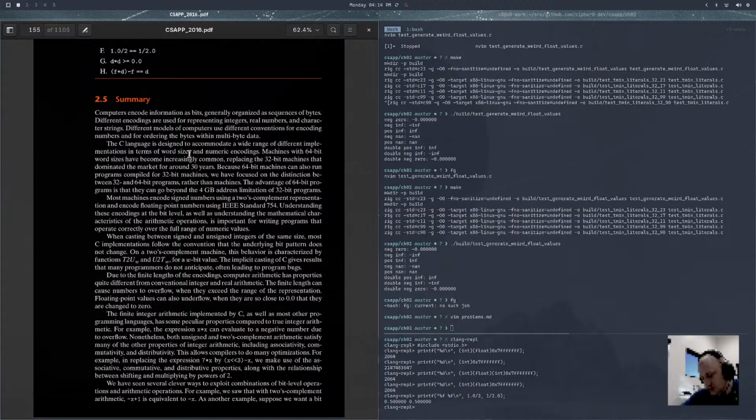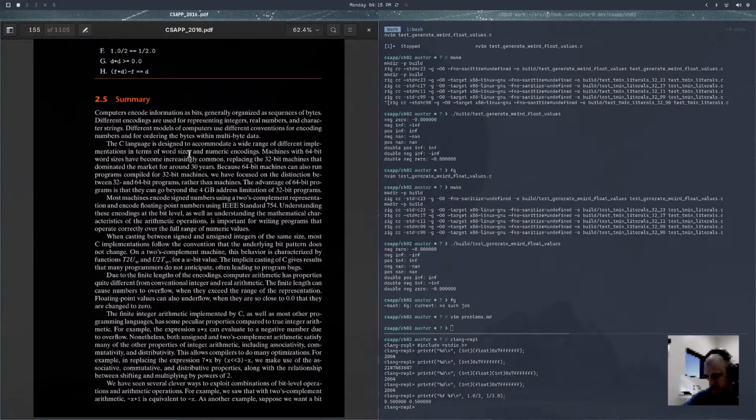Nonetheless, both unsigned and 2's complement arithmetic satisfy many of the other properties of integer arithmetic, including associativity, commutativity, and distributivity. This allows compilers to do many optimizations, for example, in replacing the expression 7 times x by x shifted left by 3 minus x. We make use of the associative, commutative, and distributive properties along with the relationship between shifting and multiplying by powers of 2. We have seen several clever ways to exploit combinations of bit-level operations and arithmetic operations. For example, we saw that with 2's complement arithmetic, the negation of x is ~x plus 1.